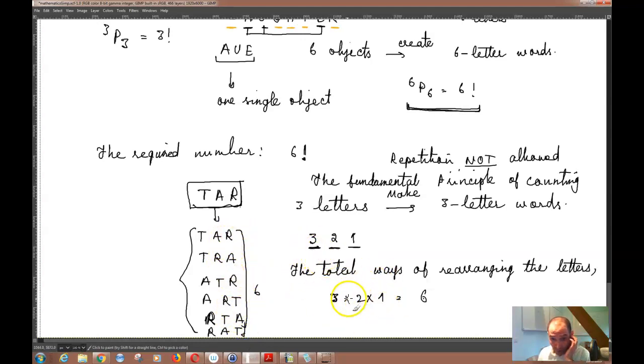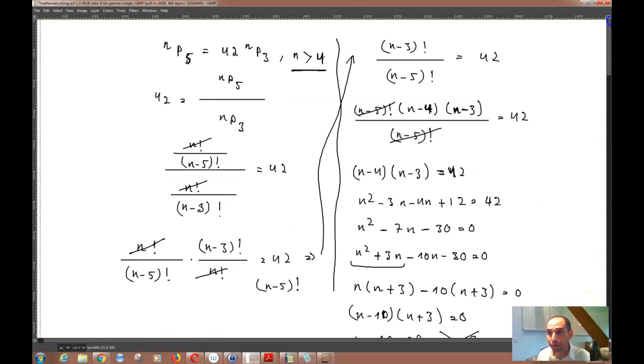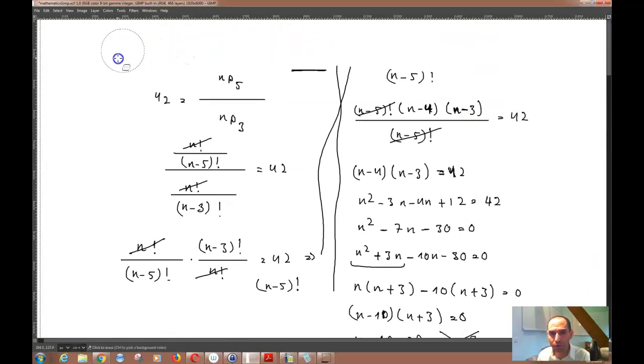So why do I multiply here? I multiply here because, as you can see, if you think about this part of this operation, relative to each of these, I have 2 choices. Relative to each of these choices, I have 1 choice here. And let me show you what I mean by that. So the same word TAR, for example.